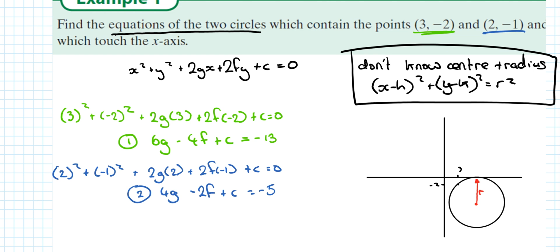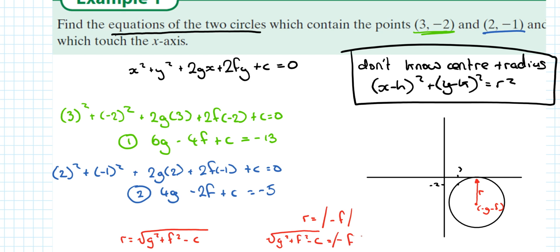This radius, if it touches the x-axis, remember this is minus g minus f, should equal the modulus of minus f. What do I know about the radius? We had a formula for it: the radius equals the square root of g squared plus f squared minus c. So if I use that, g squared plus f squared minus c is equal to, that's a 2, minus c is equal to the modulus of minus f.